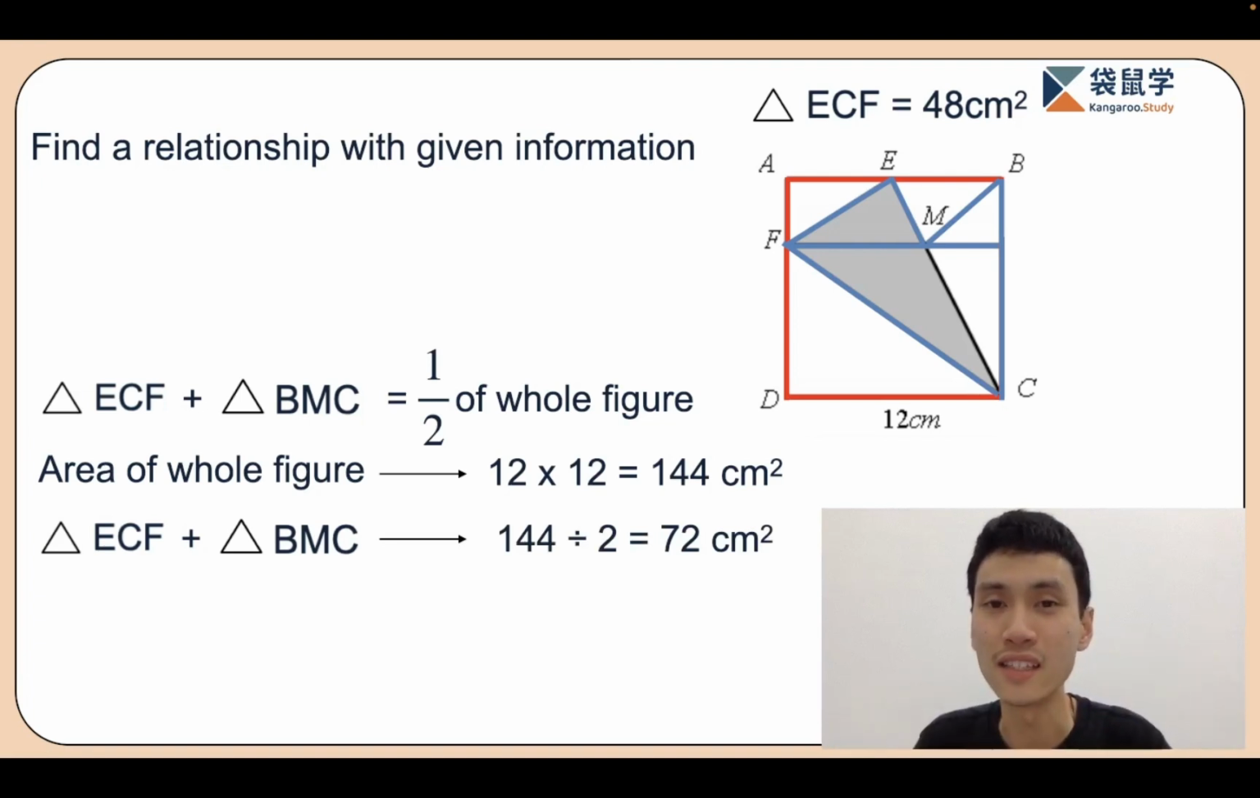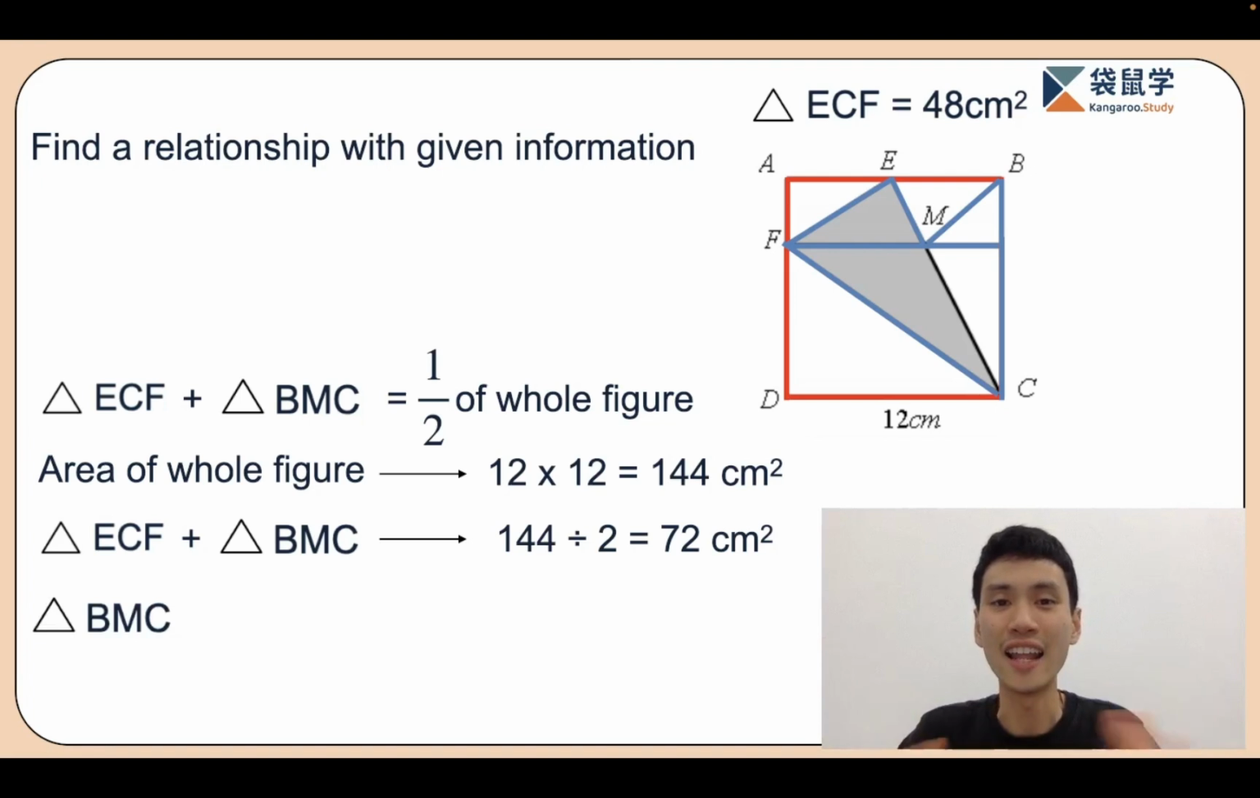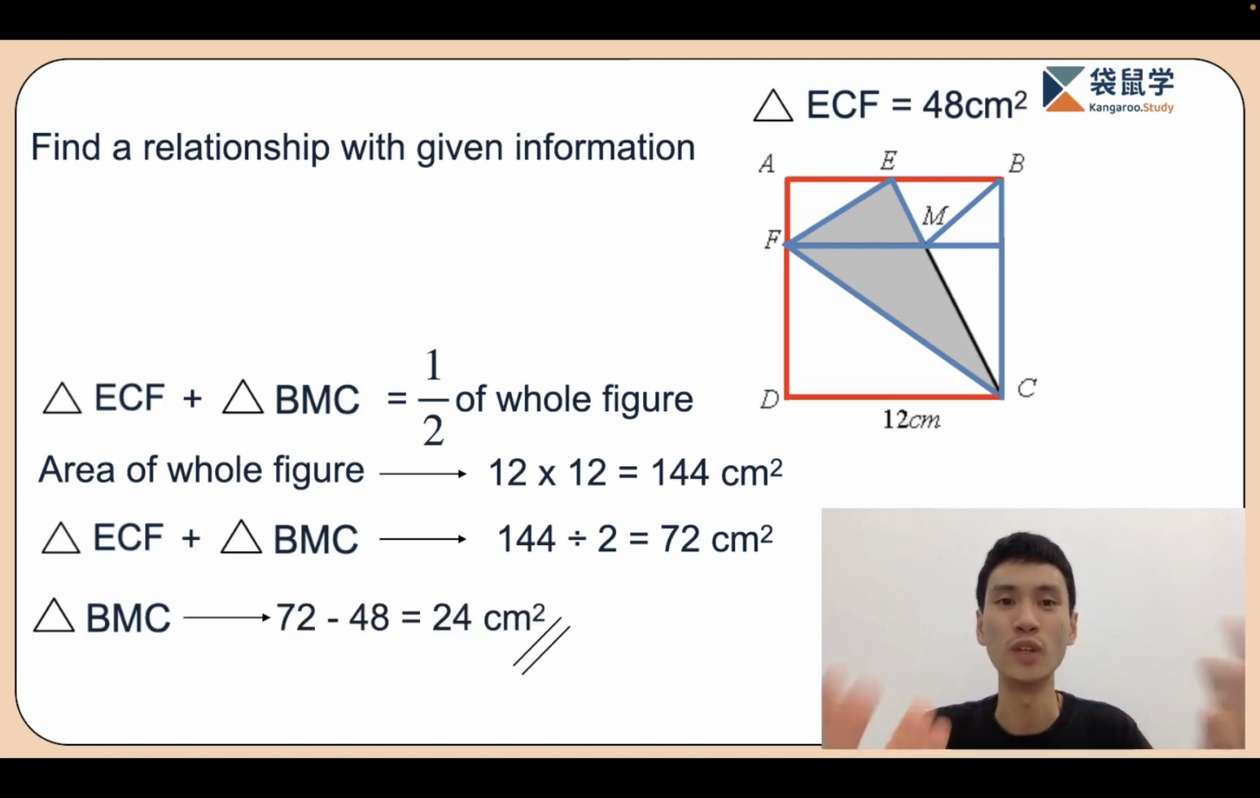Now, what is the next step to finding our area of triangle BMC? That's right, we just take this half of whole figure area and subtract by the area of triangle ECF. So that's 72 minus 48, and we get triangle BMC's area of 24 centimeters squared. And that is our final answer.